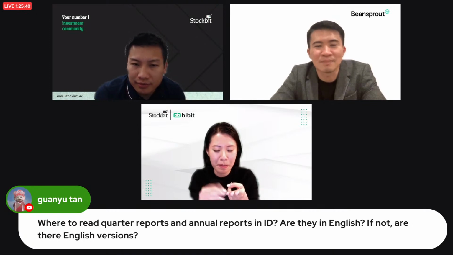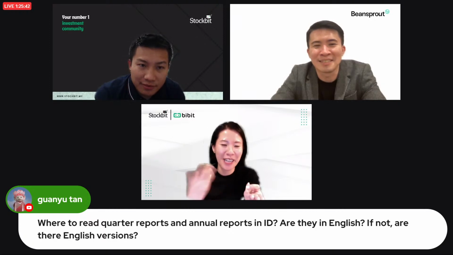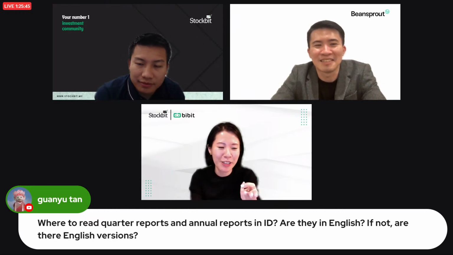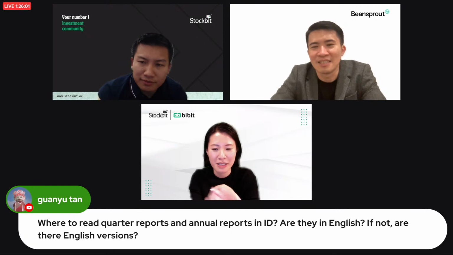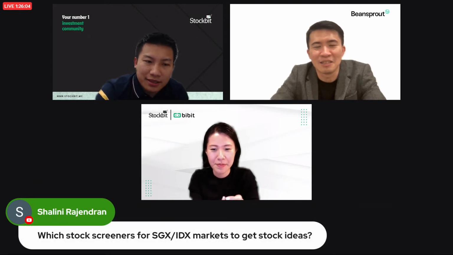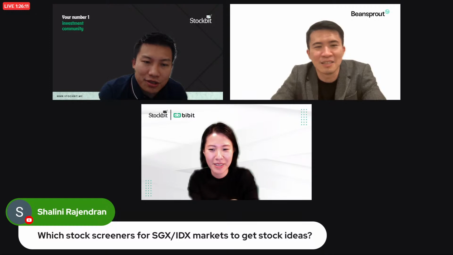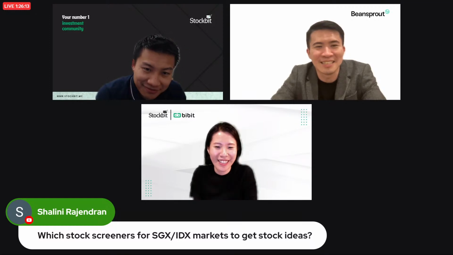In Stockwith Indonesia, we also summarize the data for you. If you don't want to open the financial reports one by one, in our app we summarize the quarterly reports, at least the big numbers. Of course you don't have the notes to the financial statements, but the big numbers, just like how you typically see in Bloomberg, are available and summarized in Stockwith Indonesia. And something very related to that: which stock screeners do you guys use for IDX and SGX? Okay.